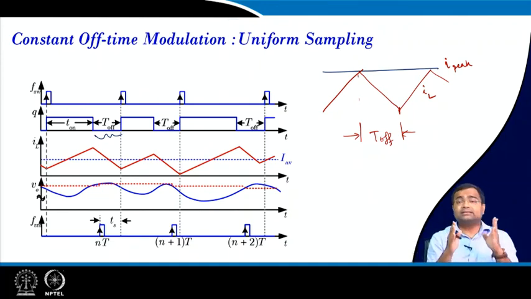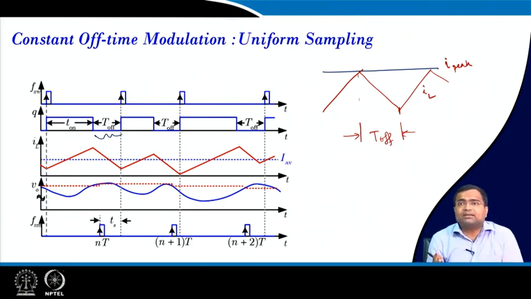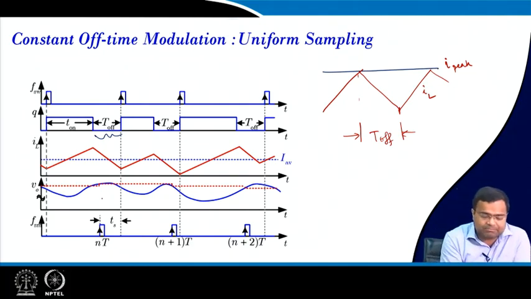Now, since this is a variable frequency modulation, because your off time is constant but the on time will vary based on variation in the initial condition, variation in the peak reference, or many disturbances. How to sample? Because the time period can vary, even with a small perturbation. If we use uniform sampling, then sometimes the sampling can happen here, sometimes close, sometimes here.